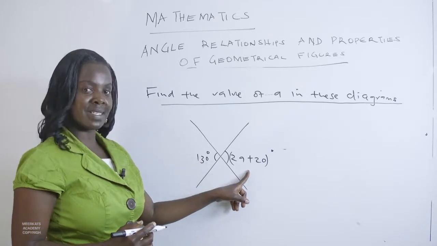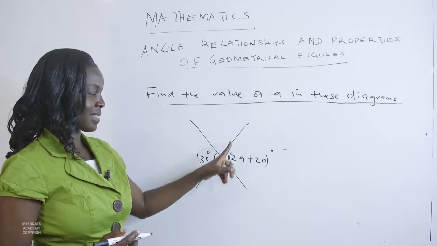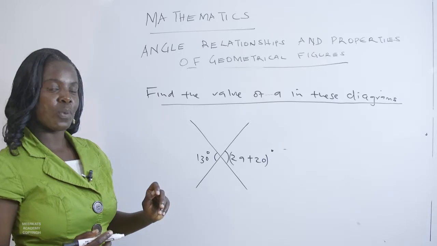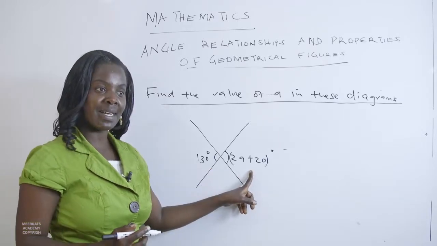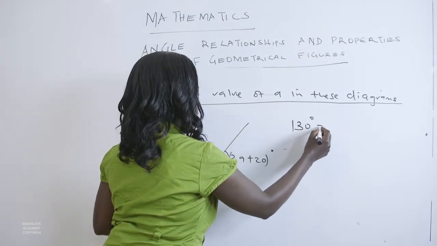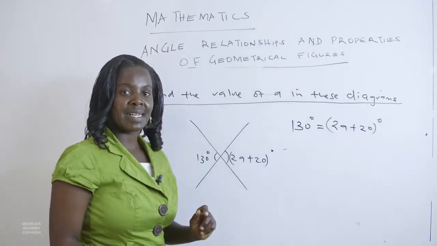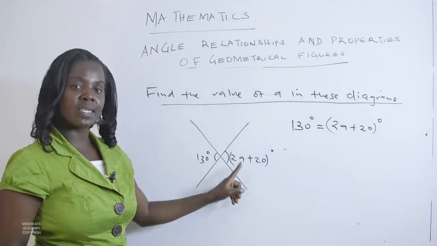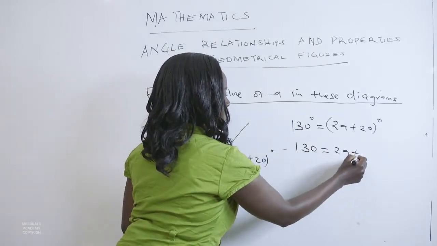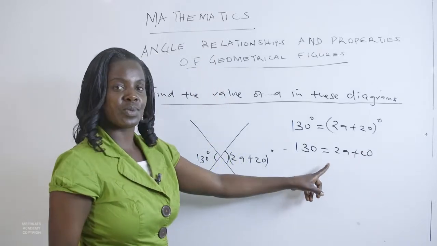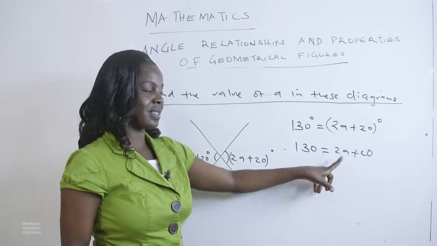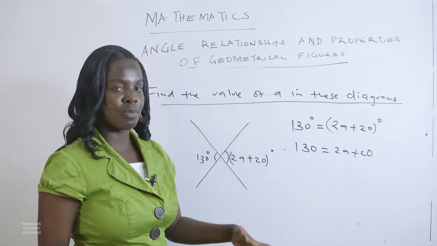From what we have just discussed, we realize that if two lines cross, then we have these two opposite angles. We call them vertically opposite angles. And we said vertically opposite angles are equal. So because vertically opposite angles are equal, we can equate the two. So we'll have 130 equals 2A plus 20. Let us collect the like terms. Which are the like terms? You realize that 130 and 20 are like terms because they are all numerals. They are numbers.